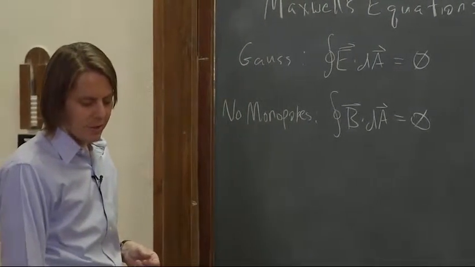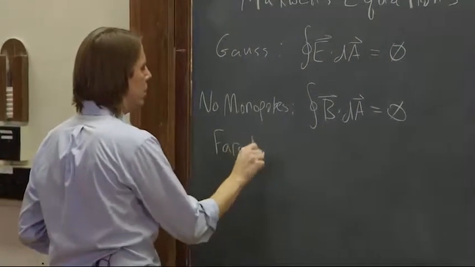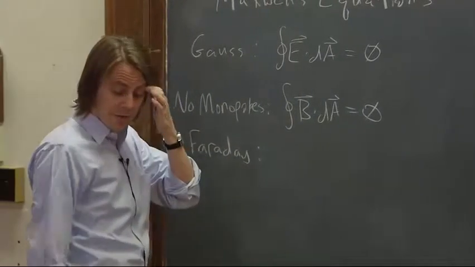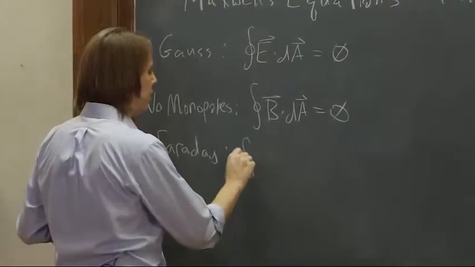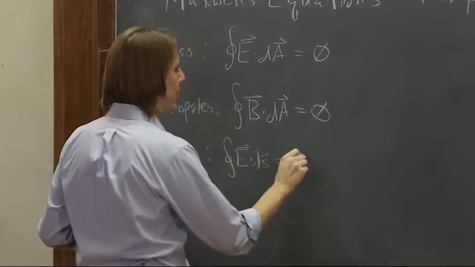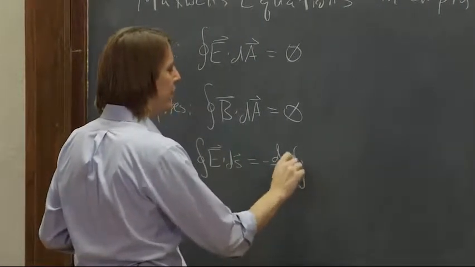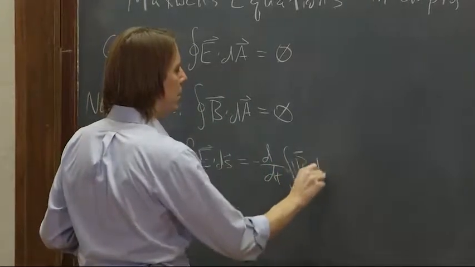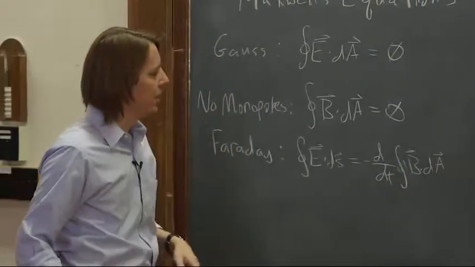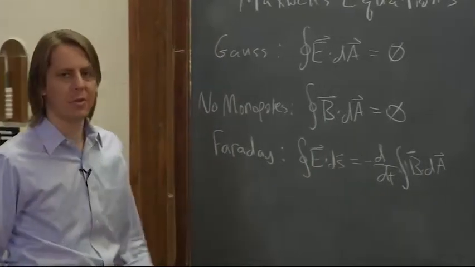Then let's see, there is Faraday's law. And Faraday says that the integral of E dot ds around a loop equals the minus time derivative of the integral, oh, not around a closed surface, of the integral of B dot dA in the surface that is enclosed by that loop. So a changing magnetic flux basically creates an electric field.